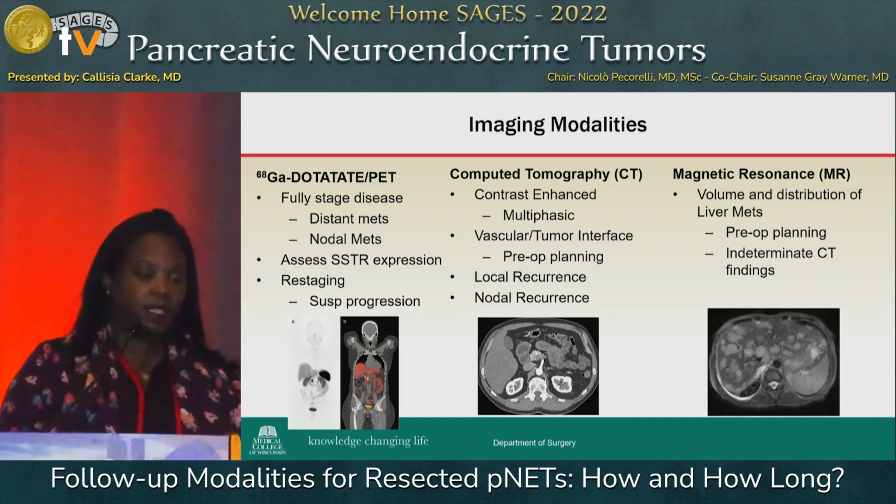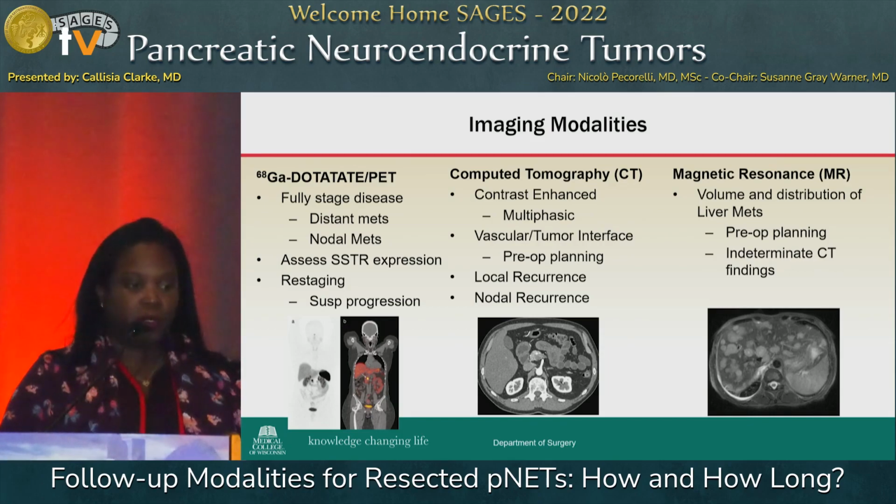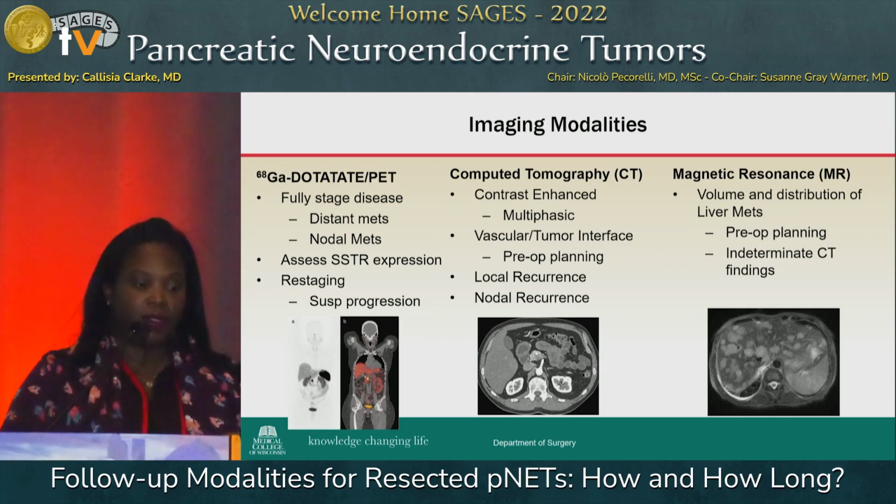And then MRIs of the abdomen, I typically use in the setting of evaluation of liver metastasis. The sensitivity of evaluating both the volume and distribution of liver metastasis is higher for MRI, and so I almost always get these in the preoperative setting. For surveillance, I typically use MRI to help differentiate between indeterminate CT findings, or in younger patients where we're concerned about a lifelong exposure to radiation, we can alternate MRI and CT scans.